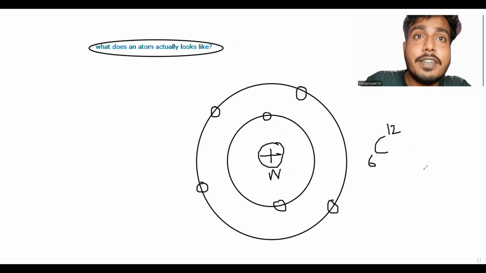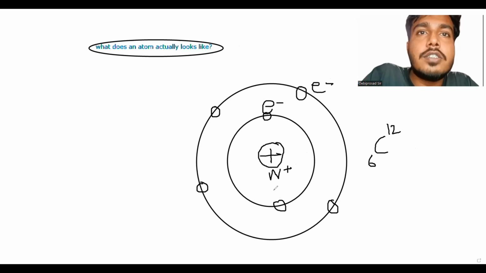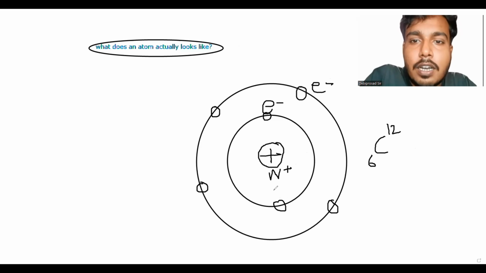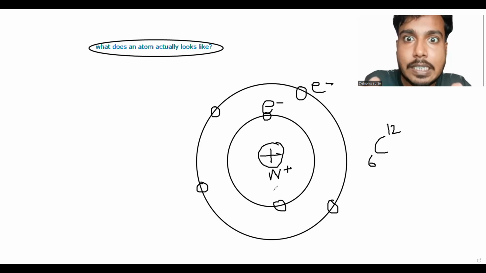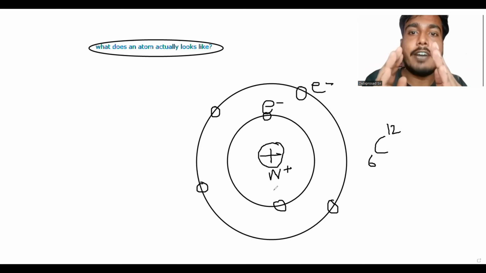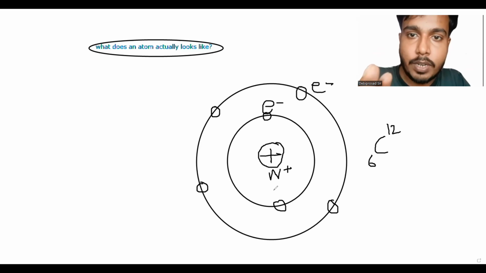This picture is very familiar. All of these are electrons, and this is the positive nucleus. Inside the nucleus there are protons and neutrons present, but this picture is completely wrong. Yes, the picture that we have been seeing in our books is completely wrong. So what is the actual picture?